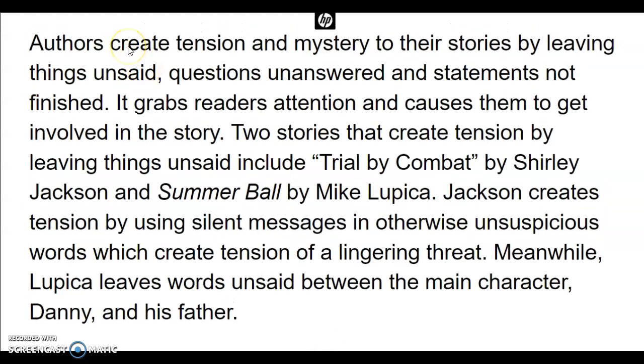Authors create tension and mystery in their stories by leaving things unsaid, questions unanswered, and statements not finished. It grabs readers' attention and causes them to get involved in the story. Two stories that create tension by leaving things unsaid include Trial by Combat by Shirley Jackson and Summer Ball by Mike Lupica. Jackson creates tension by using silent messages and otherwise unsuspicious words, which create tension of a lingering threat. Meanwhile, Lupica leaves words unsaid between the main character, Danny, and his father.